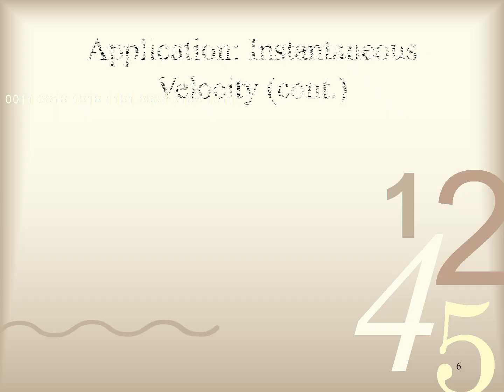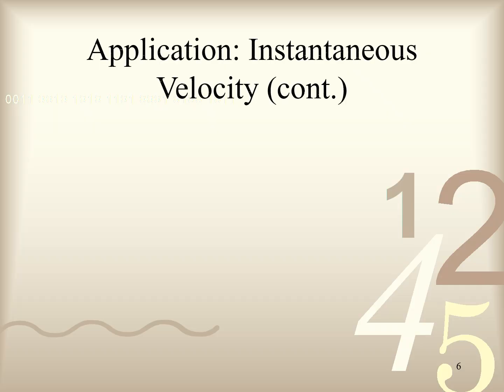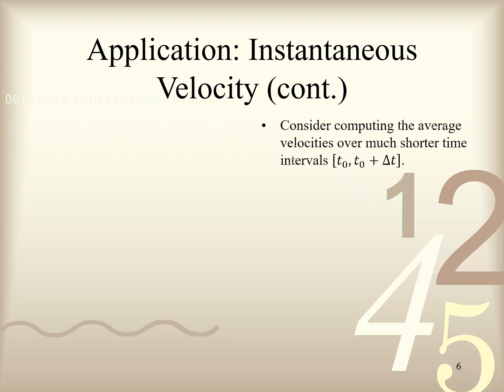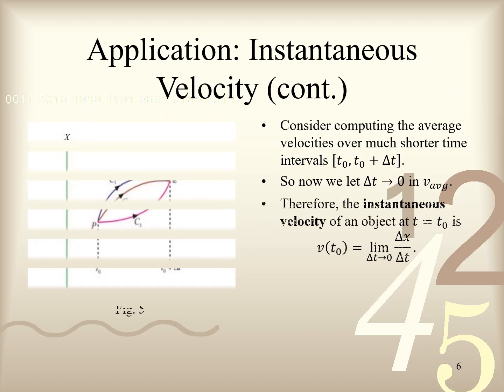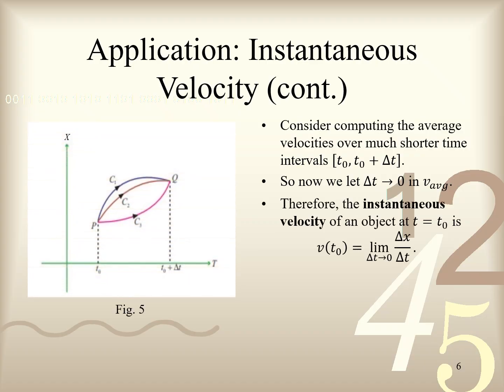Continuing with instantaneous velocity as our application of the derivative, consider computing the average velocities over much shorter time intervals, from t0 to t0 plus delta t. So now we let delta t approach 0 in the formula we obtained for the average velocity. Therefore, the instantaneous velocity of an object at any time t equal to t0 is v of t0, which is the limit as delta t approaches 0 of delta x over delta t.